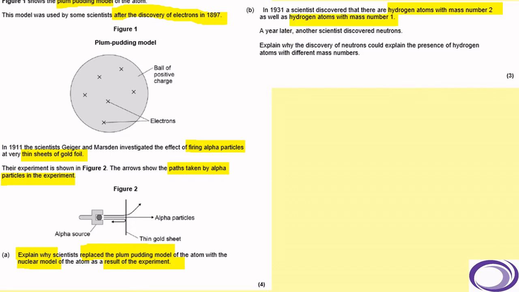In 1931, a scientist discovered that there are hydrogen atoms with a mass number of 2, as well as hydrogen atoms with a mass number of 1. A year later, another scientist discovered neutrons. Explain why the discovery of neutrons could explain the presence of hydrogen atoms with different mass numbers. I'm going to give you a little bit of time to have a go at this. If you need extra, just pause the video and then resume.